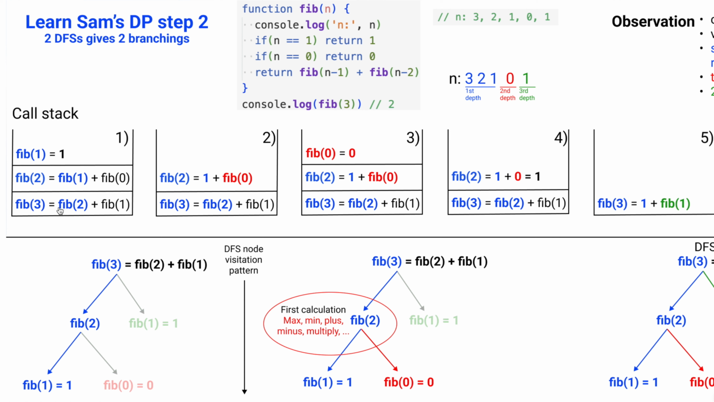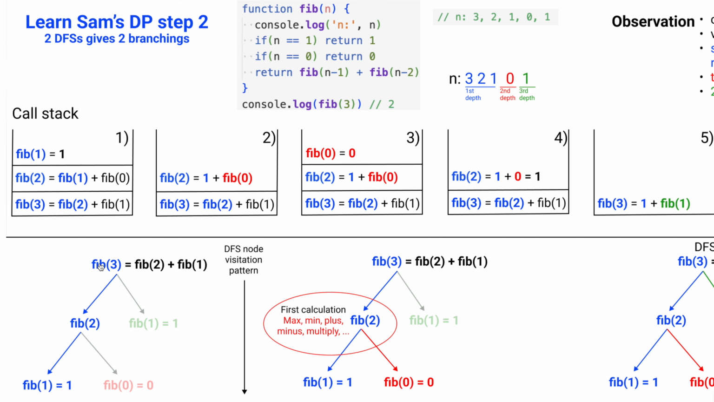Fibonacci of 3 equals Fibonacci of 2 plus Fibonacci of 1. And we don't know what Fibonacci of 2 is. Then this function goes onto the call stack. And Fibonacci of 2 equals Fibonacci of 1 plus Fibonacci of 0. And here we don't know what Fibonacci of 1 is. So it also goes onto the call stack. It's called Fibonacci of 1. And Fibonacci of 1 is going to be 1 here. So 1 is returned.